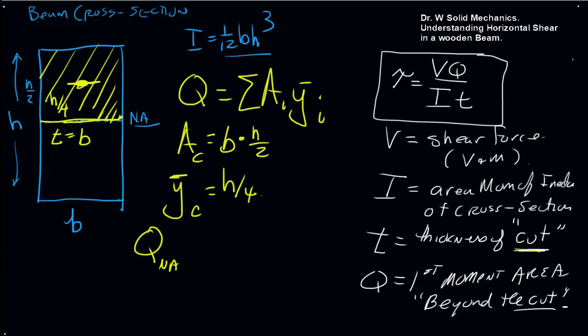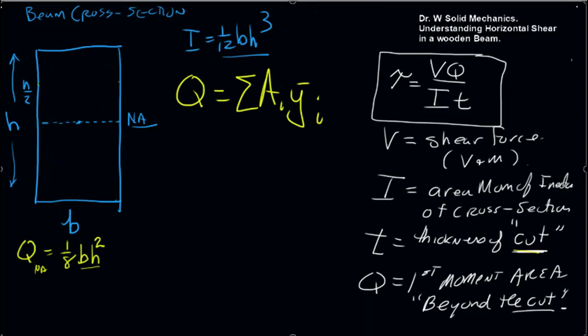So Q then, for the neutral axis being the cut, would be the area 1/2 BH times the centroid 1/4 H, which will give us 1/8 BH squared.